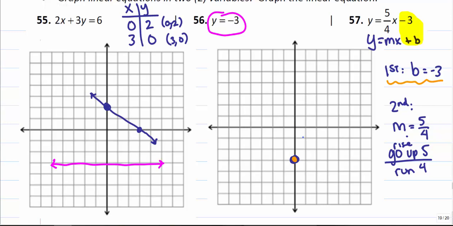So I'm going to rise 5. Rise 5: 1, 2, 3, 4, 5. I want you to notice how there's literally 5 blocks here, if I were to shade them in. 5 blocks up, and then I'm going to run 4, which means I'm literally going to go 1, 2, 3, 4. And that is where my second point is going to live. And so now all I have to do is draw the line between them. So all I had to do was rise 5 blocks and then go right 4 blocks to get me to the next point. And you just have to start at your B value. You have to start with B first.